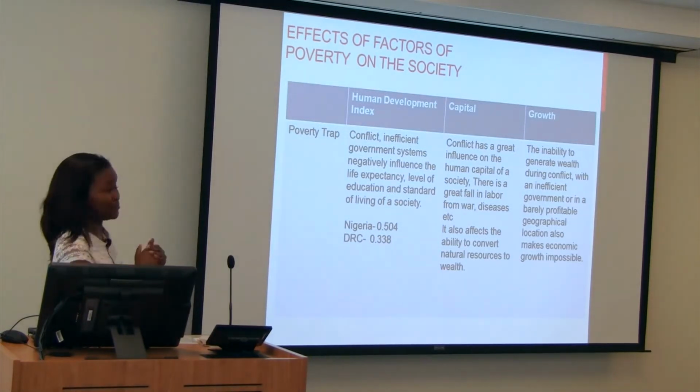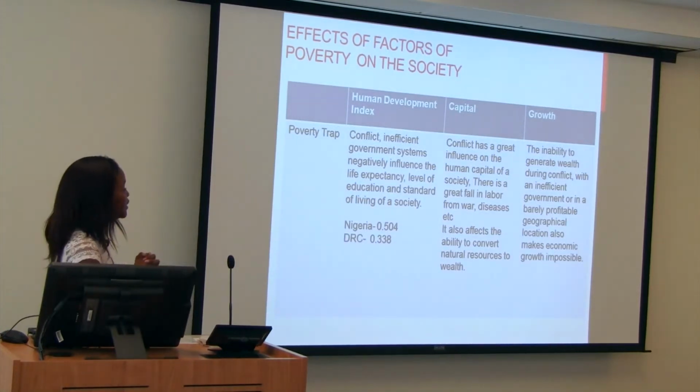However, the DRC is at the very bottom of the index with 0.338, which shows that there's still a very low level of education, still a very low standard of living and life expectancy.